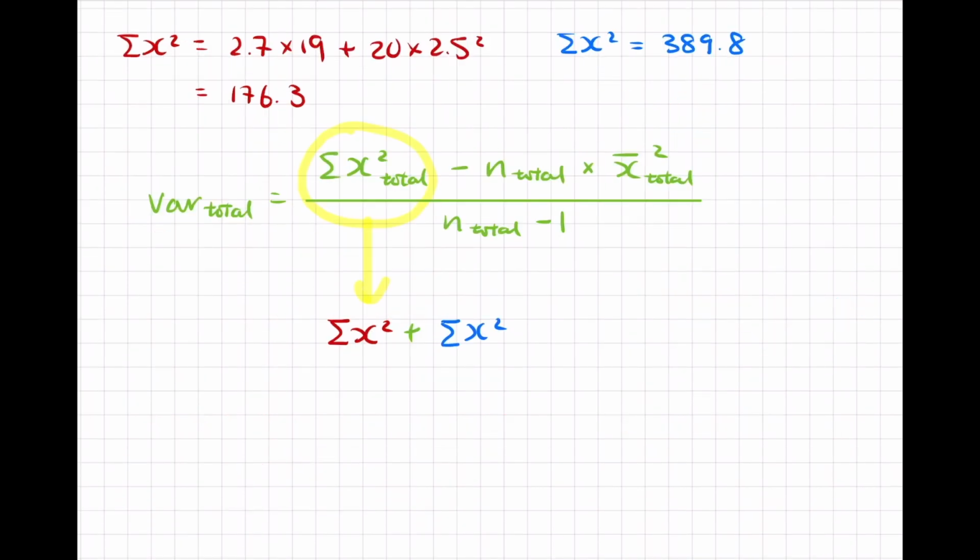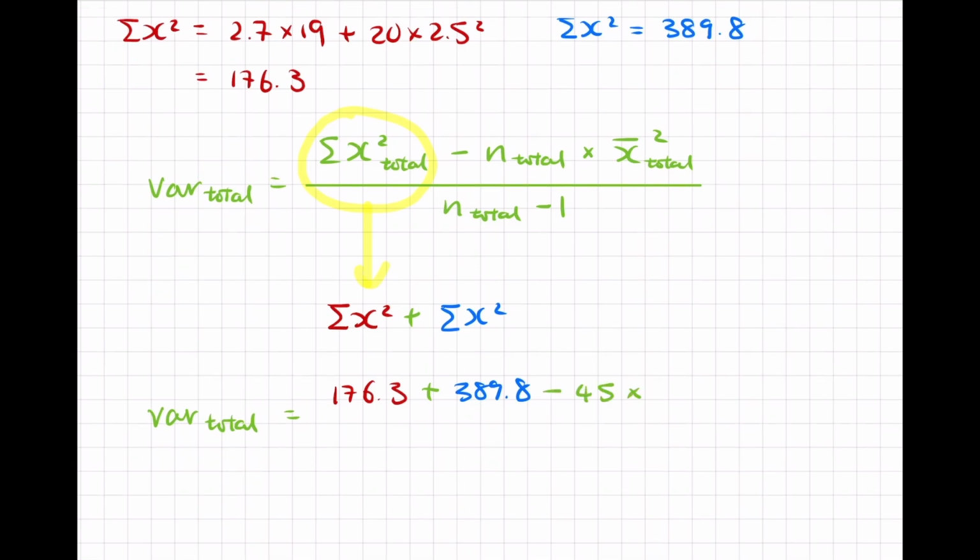We now have everything we needed to work out the answer. So total variance equals 176.3 add 389.8, subtract total n, which is 45, times the total mean, that was 3, and that's over n subtract 1, which is 44. Put that in the calculator and that will give us the answer, which is 3.66 to 2 decimal places.